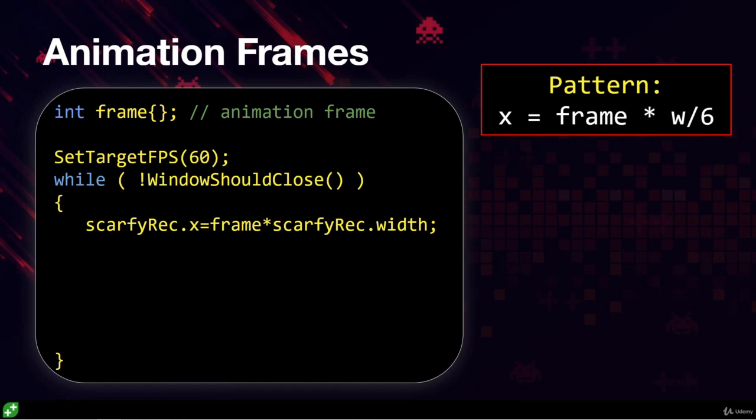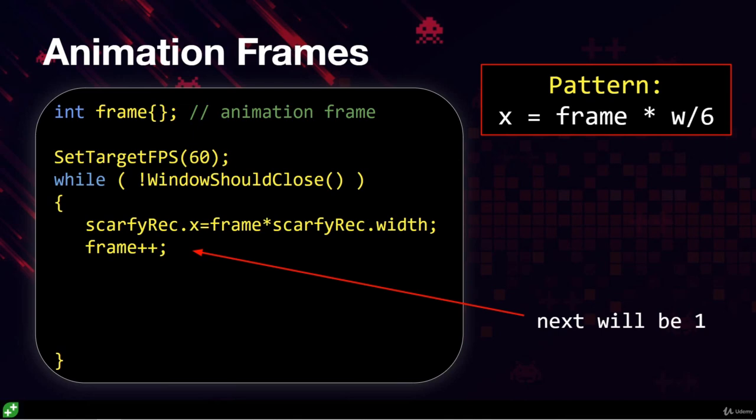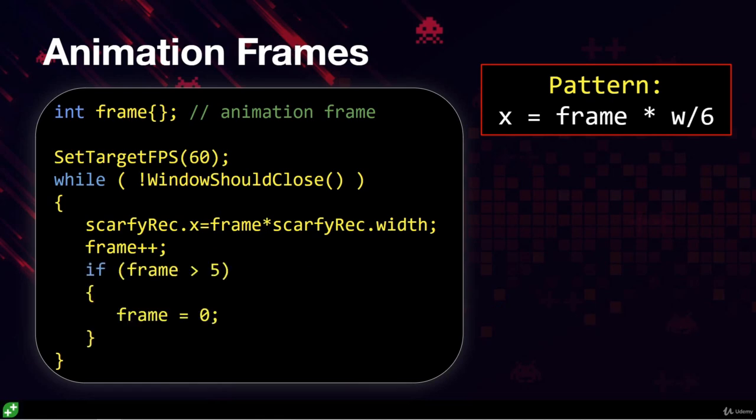Now the first iteration of the while loop frame will be 0, so ScarfyRec.x will be 0. Now once we've given ScarfyRec.x its value, we can increment the frame integer by 1. This means next time frame will be 1, so ScarfyRec.x will be ScarfyRec.width. Now as is, frame is just going to be increasing by 1 each iteration of the while loop. So we're going to need to reset frame as soon as it gets larger than 5, since we only have frames 0 through 5 on the sprite sheet. So we can place an if check to see if frame is larger than 5, and if so, we'll simply set it back to 0.